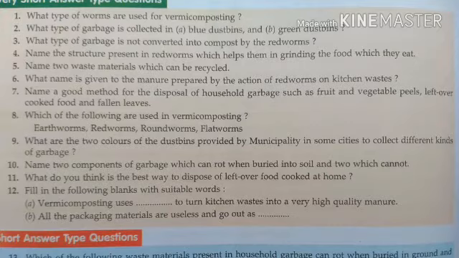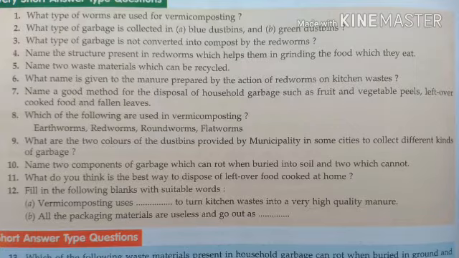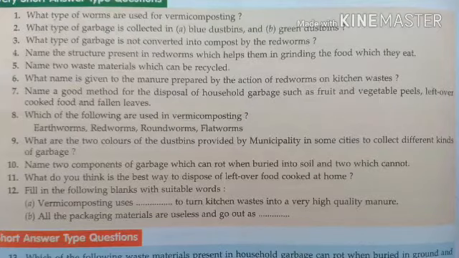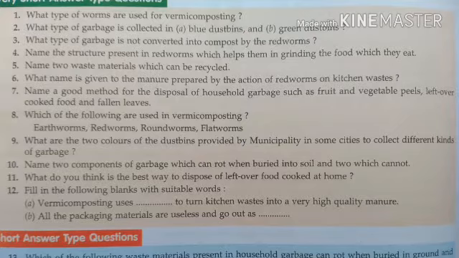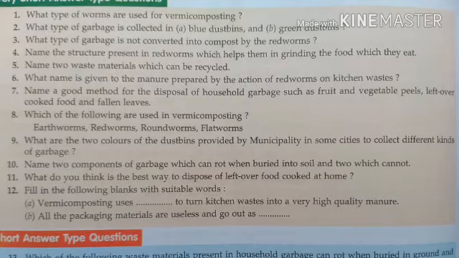Next, which of the following are used in vermicompost? In vermicompost, we use plant wastage and animal wastage as well as leftover food. And along with this, what kind of organisms do we use? Earthworms, red worms, round worms, flat worms. We use red worms. What are the two colors of the dustbins provided by the municipality in some cities to collect different kinds of garbage? The blue dustbin and the green dustbin.